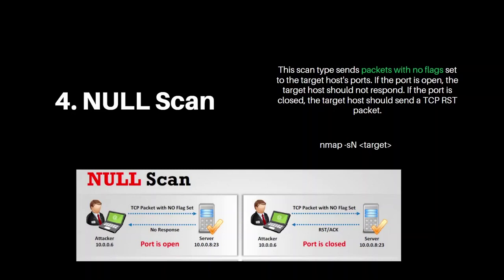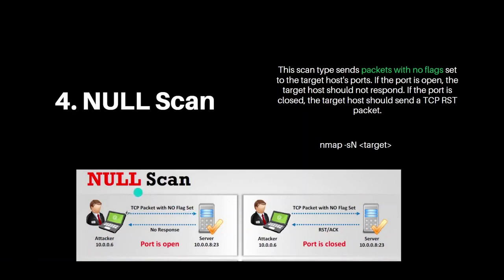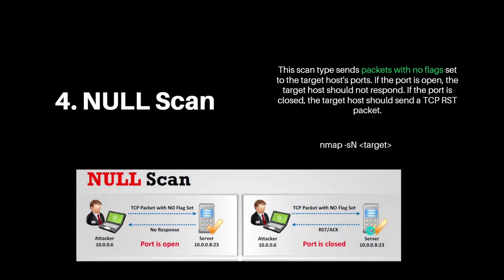So for example, this is the attacker and this is the server. A TCP packet with no flags set is sent by the attacker. If the server sends no response, it means that the port is open. And if the attacker sends a TCP packet with no flags set and the server sends a reset acknowledge packet, that means that the port is closed.